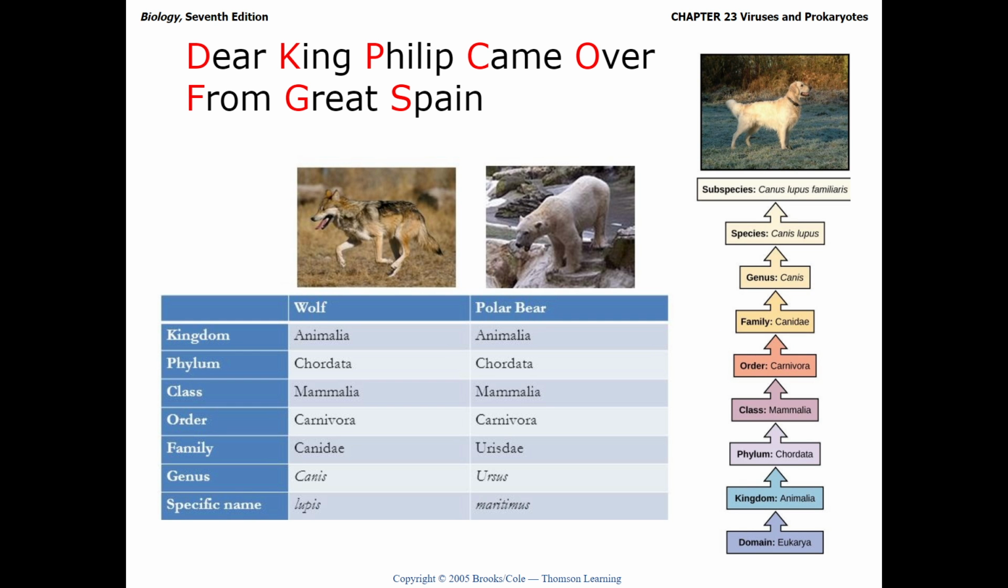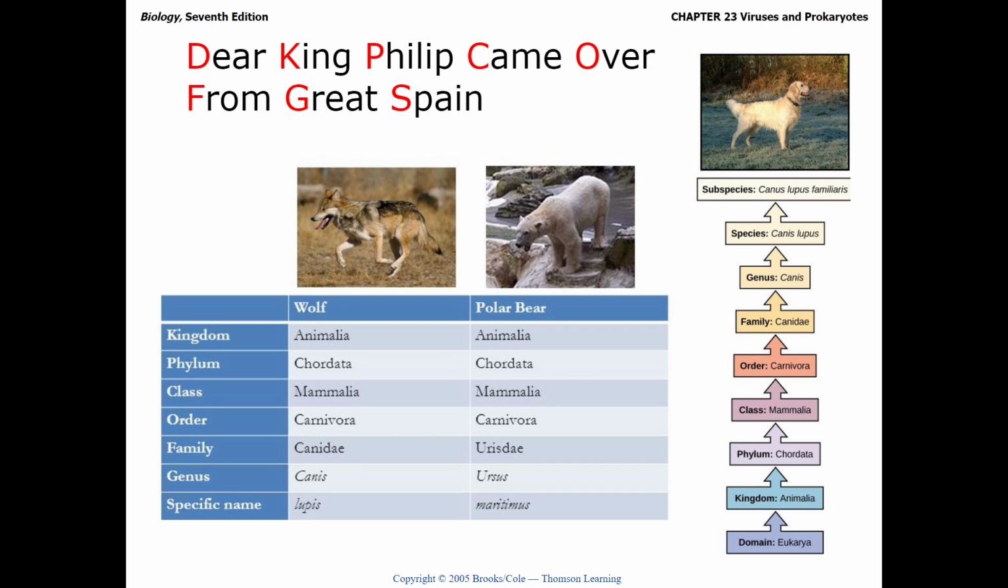So here we can see on the right-hand side, looking at the image that has the dog up top, we start at the bottom and we have domain, kingdom, phylum, class, order, family, genus, species. For the image on the right, below the picture of the dog, we are moving from the bottom up in order to become less to more specific.